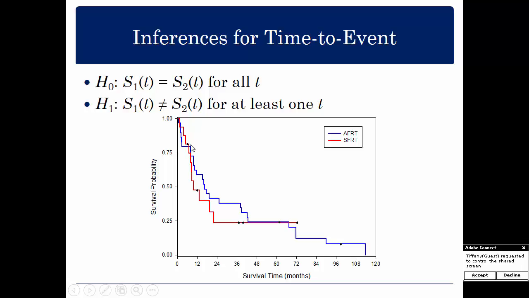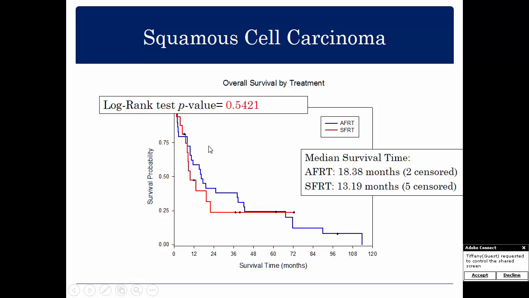Notice when we censor them, they don't contribute to any drop in the line. They just quit contributing to the analyses. They contribute here basically to the proportion of patients surviving, and after that, they don't contribute at all. And so anywhere you see a dot would be a censored observation.